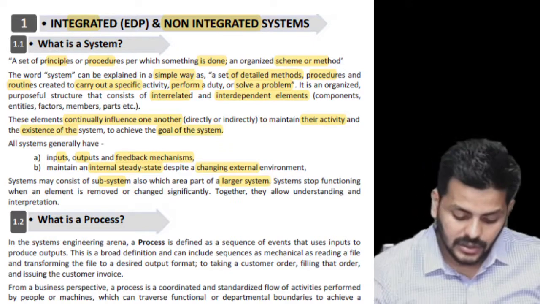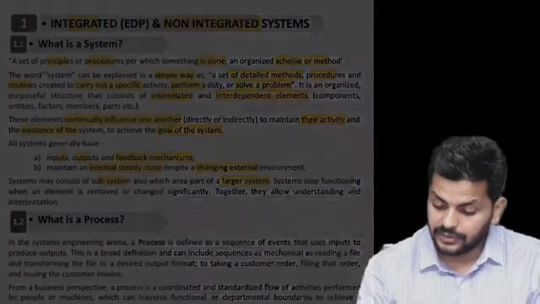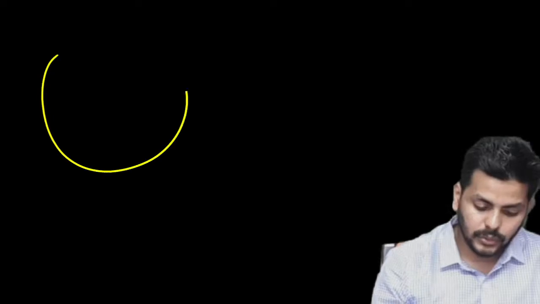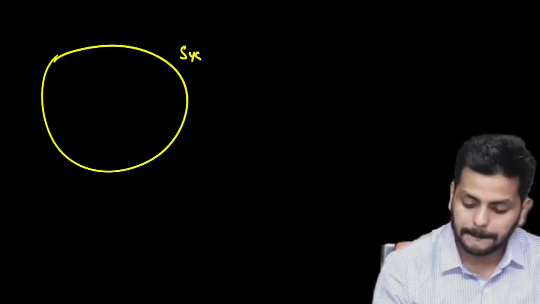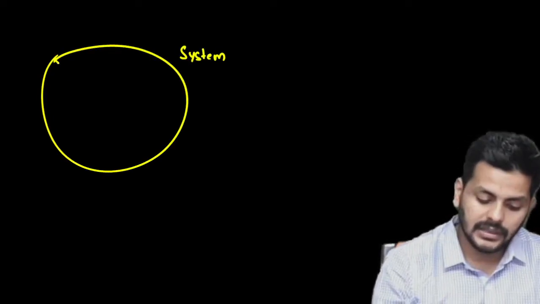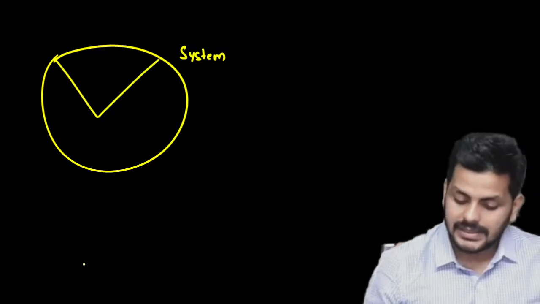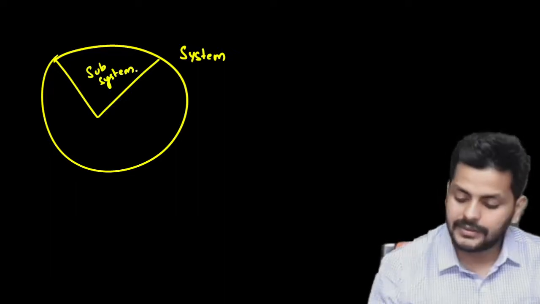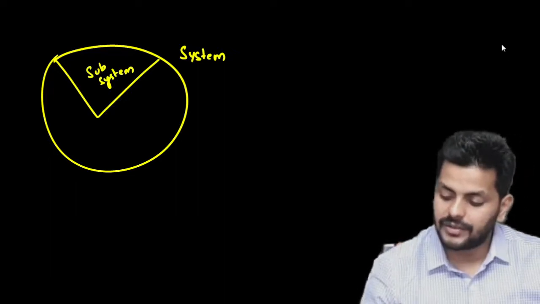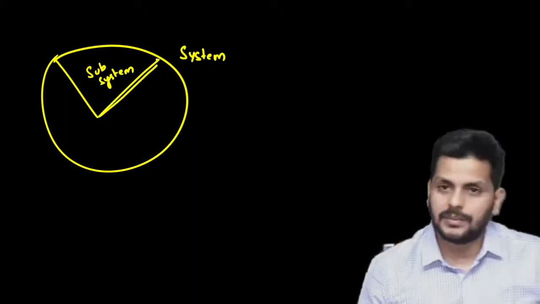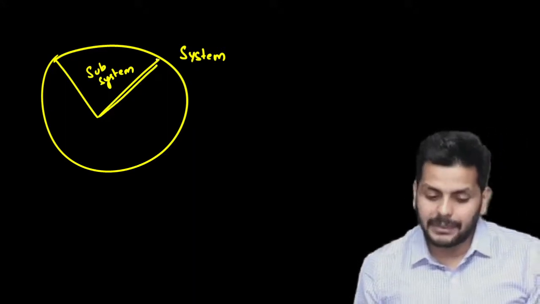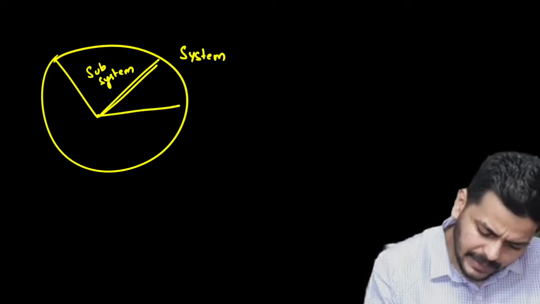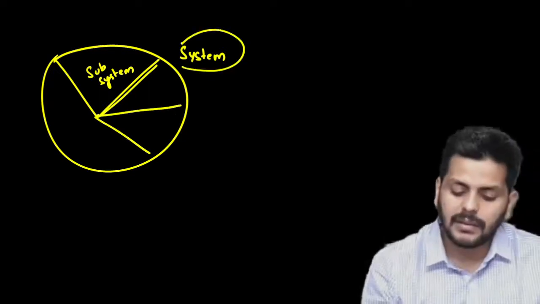Now let us remember this very carefully so that you won't have a problem. Let me just draw it for you. This, let's say, is the system. Anything here will be called a subsystem. Now this subsystem is nothing but a part of the larger system. What happens is that multiple subsystems like this come together to form a system.